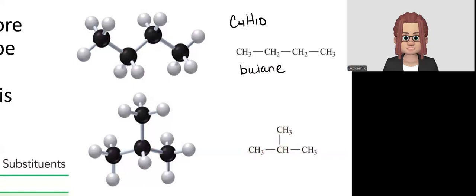For simplicity, I'm going to highlight this as the longest continuous chain of atoms that we have in this molecule. Now, if we have 3 carbons in a row in a continuous chain, that specifically is called propane. Now, if I highlight that propane chain, I see that there's something sticking out of it. That is what is called a substituent.